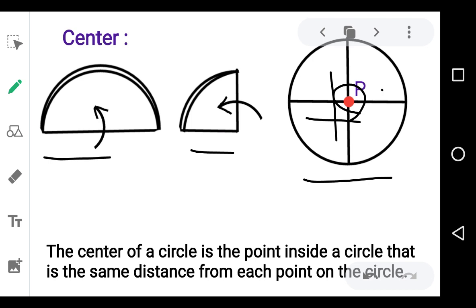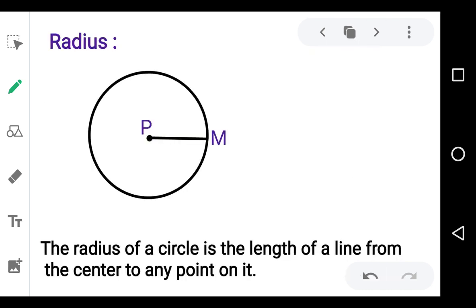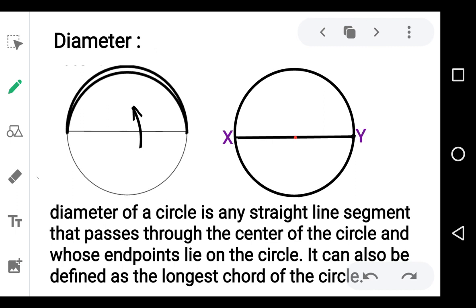Here you see this line from the center to the circle. This is called the radius of a circle. The plural form of radius is radii. All radii of a circle are equal in length. Now let's move to the next part.